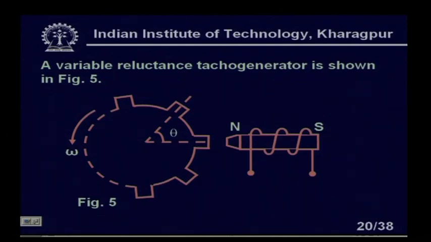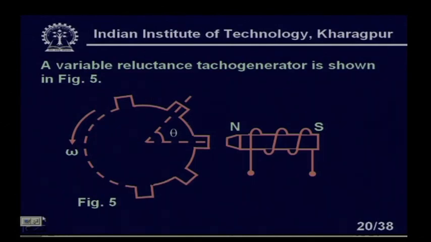Here you can see the variable reluctance tachogenerator shown in figure 5. We are showing a wheel with teeth or blades, whatever you say. There are several teeth, and this wheel, these teeth, are made of ferromagnetic material. Please note, this is made of ferromagnetic material, and a coil is wound on a permanent magnet, and this pole piece is made of soft iron. So, this coil is wound on a permanent magnet, this pole piece is made of soft iron, and these teeth are made of ferromagnetic material.